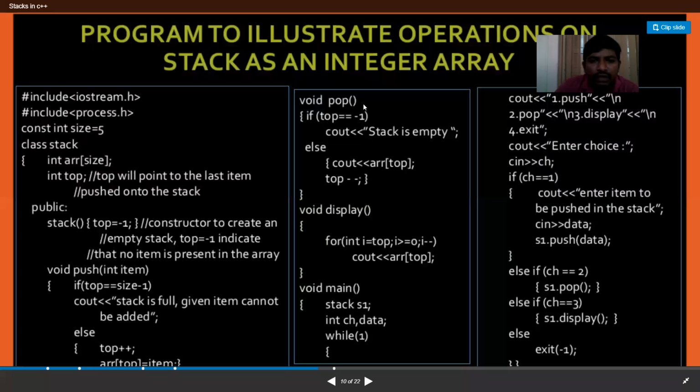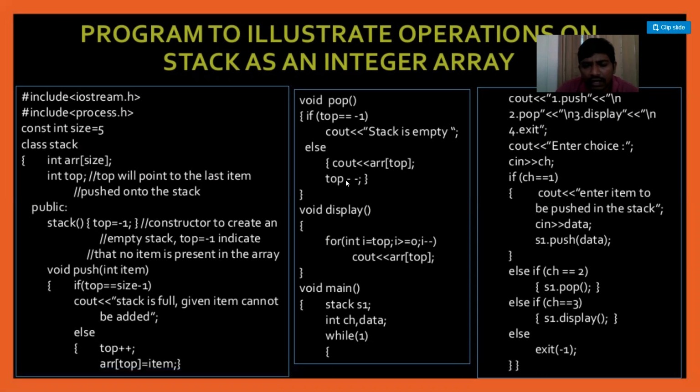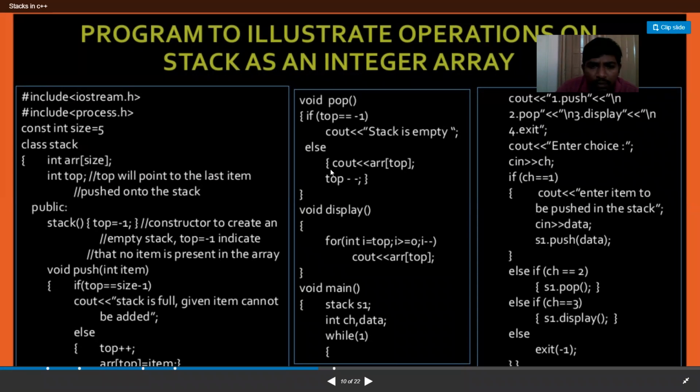Then how to perform the pop operation? If top is equal to -1, then the stack is empty, and we cannot delete an element. If top equal to -1 is false, then it enters the else part. We take out and print the top element, array[top], and then decrease the top with top--, which decreases it by 1. This is the pop operation.